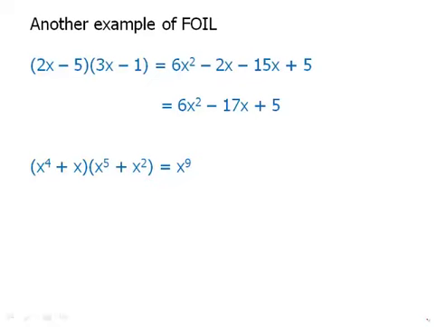The outer terms, x to the fourth times x squared. 4 plus 2 is 6, so that would be x to the sixth. The inner terms, x times x to the fifth. 1 plus 5 is 6, so that's also x to the sixth. And then the last terms, x times x squared would be x cubed. And again, finally, add the like terms.